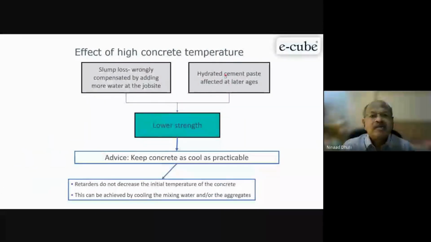Similarly, when there is a high temperature, there is very fast slump loss. So if we add only water at site, that again reduces the strength. And if the hydrated cement paste is affected, it also gives a lower strength at later age. So whenever there are high concrete temperatures, when ambient conditions are not favorable, as in hot weather concreting, then you have to keep the concrete cool. You can use retarders, or you can cool the mixing water and aggregates.